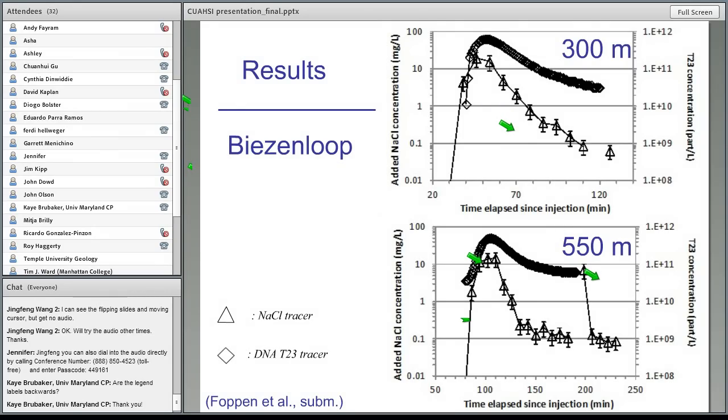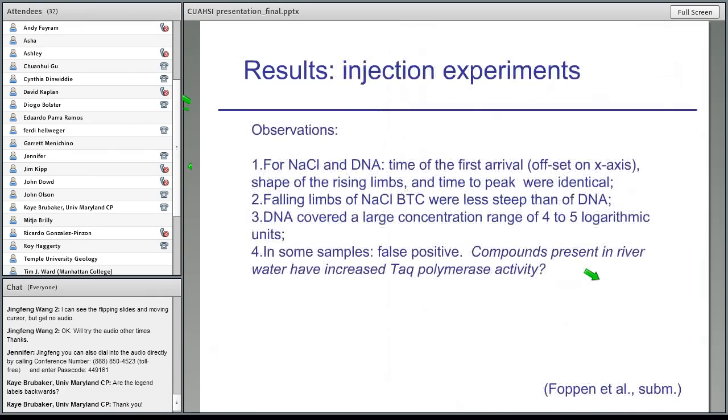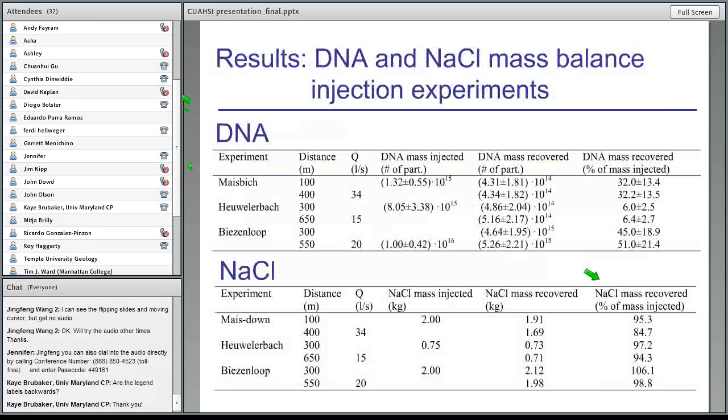So we sometimes see here a false positive. We think that these are due to compounds which are present in the river, and they have sort of increased the Taq polymerase activity. That is the enzyme responsible for finally determining the DNA concentrations in our qPCR. Okay. Yes, I have discussed this already.